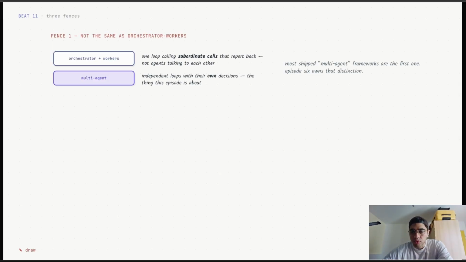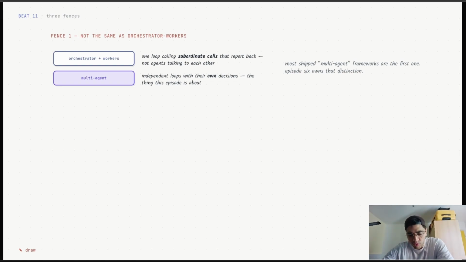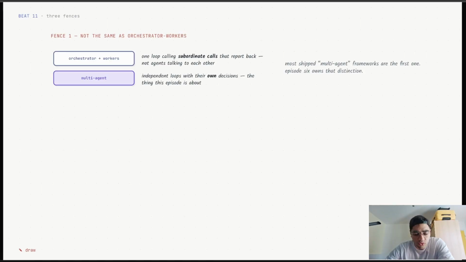So in the end, I want you to keep in mind that there are 3 fences before you build a swarm of agents. First of all, multi-agent is not the same thing as orchestrator workers. An orchestrator will be calling the subordinates and steps that report back to one loop. So there is the looping side of things with helpers. The sub-agents in this architecture pattern never talk to each other. And of course, that's overhead, the communication. The idea here is that you need to know when to use which, depending on the situation.